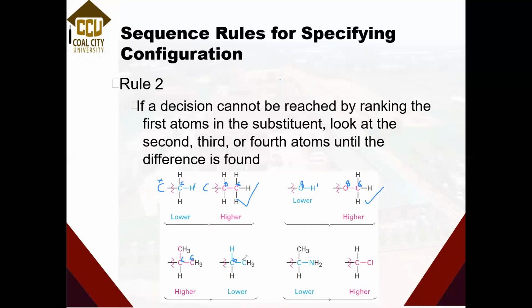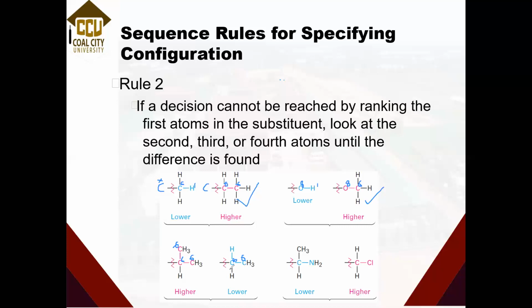This one still has carbon again. So it means we are still having a tie. We have to move on to the next atom until we can give a priority. So let's move to the next one, which is another carbon. This is 6. The next one here, there's no other carbon.